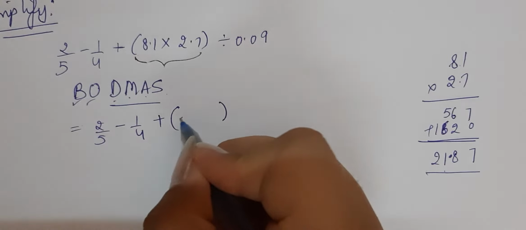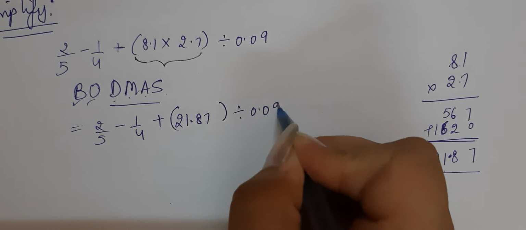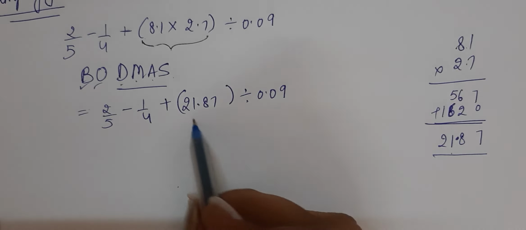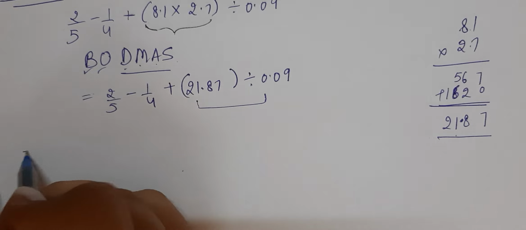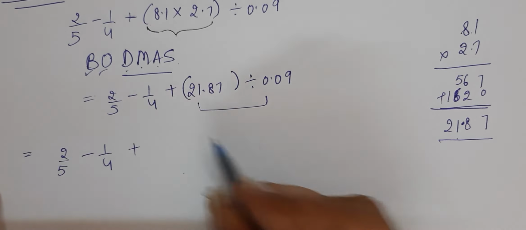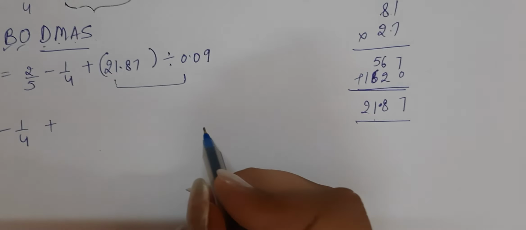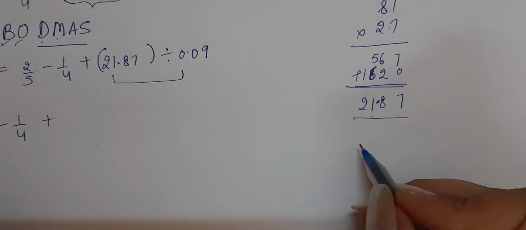The answer is 21.87 divided by 0.09. Now the next step will be to divide. So I am taking it like this: 2 by 5 minus 1 by 4. I have to divide these two terms. I can divide in my rough. If you want, you can just separate the parts and divide.